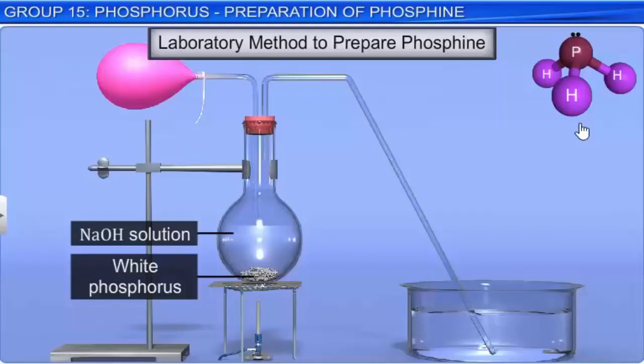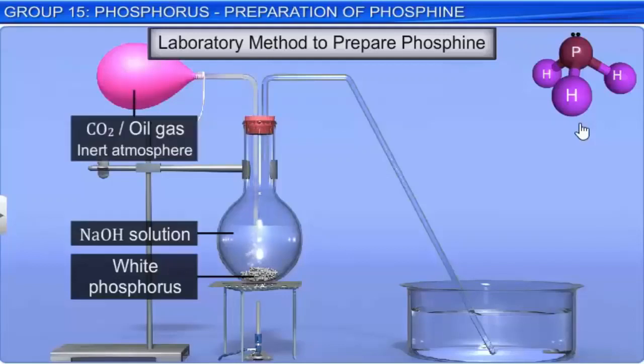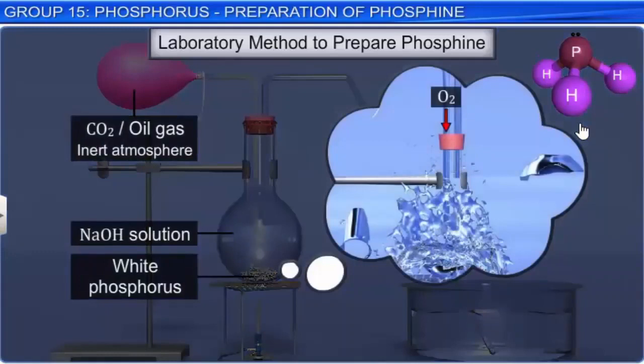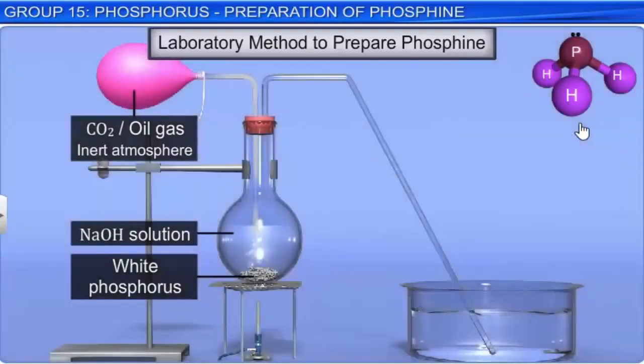The reaction is allowed to take place in an inert atmosphere of carbon dioxide or oil gas, because phosphorus would otherwise react with oxygen and lead to an explosion. The contents of the round-bottom flask are heated to produce phosphine gas. This gas is delivered into a trough of water.